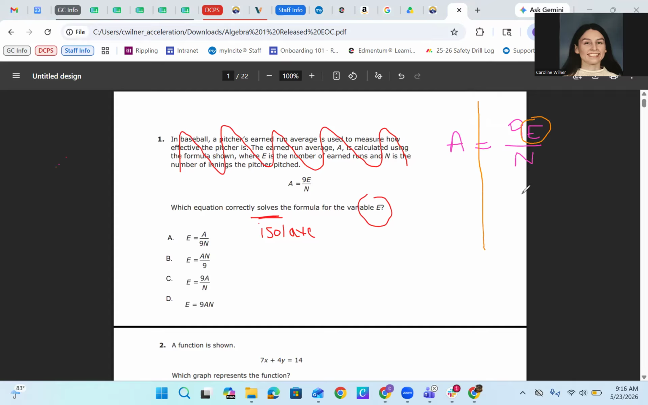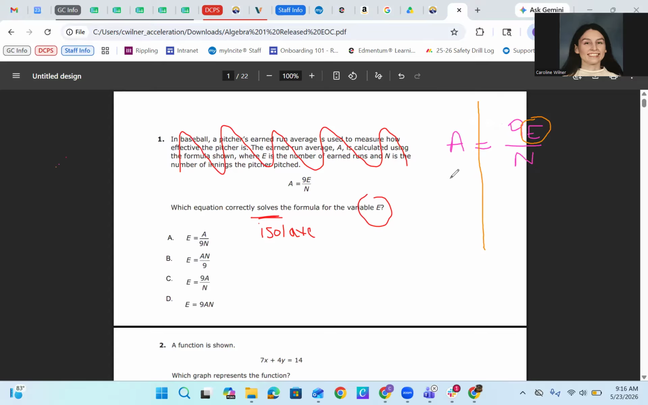When I am doing work to isolate, we always need to move it from one side to the next. So with solving this, we need to look to see what's on the same side as that letter that we are trying to isolate. That is that E. Well, the two items that I still have on the same side are that 9 and the N. So I need to move both of those to the other side.